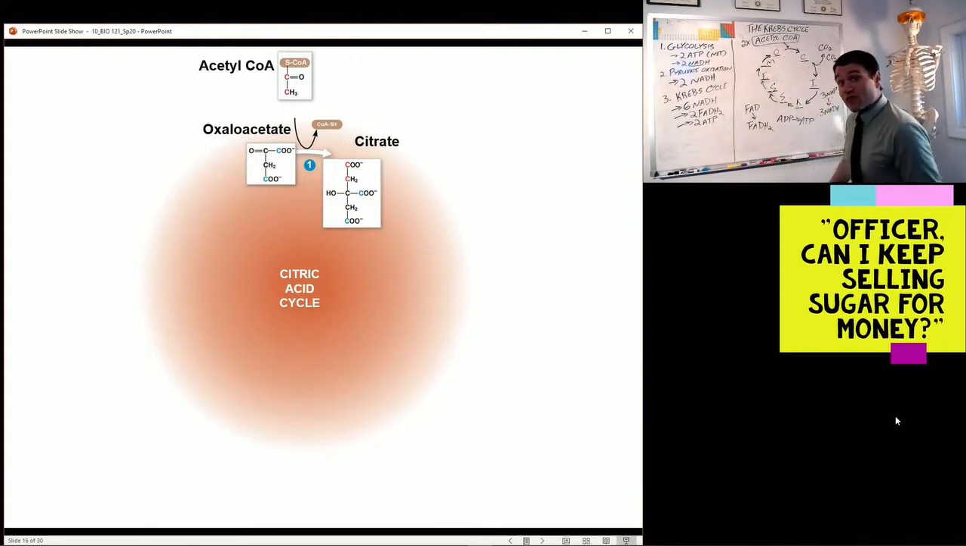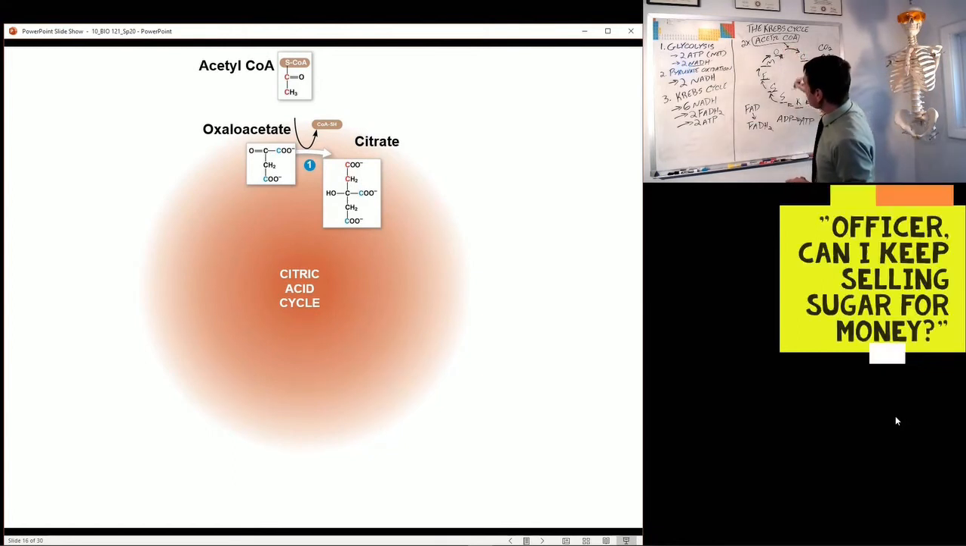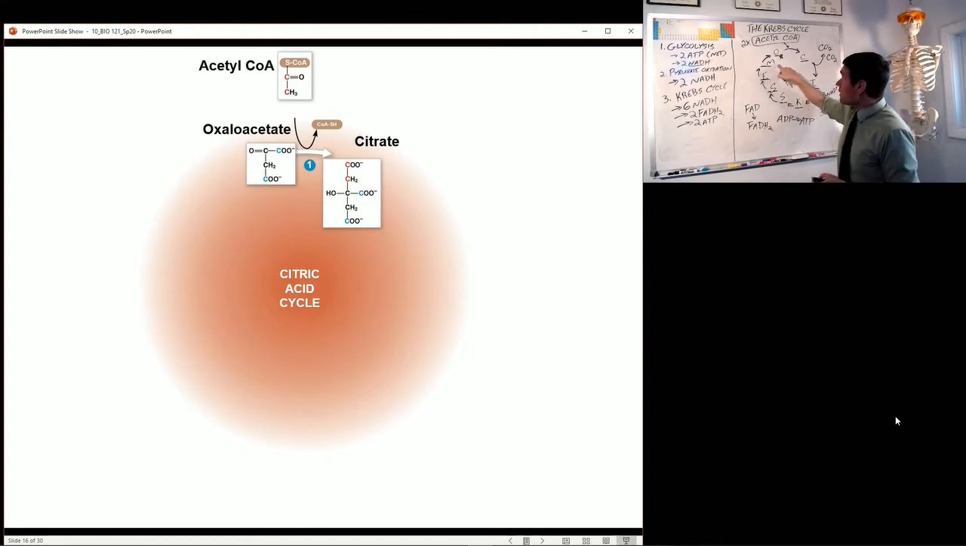Now, the first step of the citric acid cycle is that acetyl-CoA is going to lock on to a molecule called oxaloacetic acid here. That's the first step, okay? You should probably know that first step, right? Acetyl-CoA is going to combine with oxaloacetic acid, and they are going to produce the first byproduct of the citric acid cycle, which is, logically enough, citric acid, C.